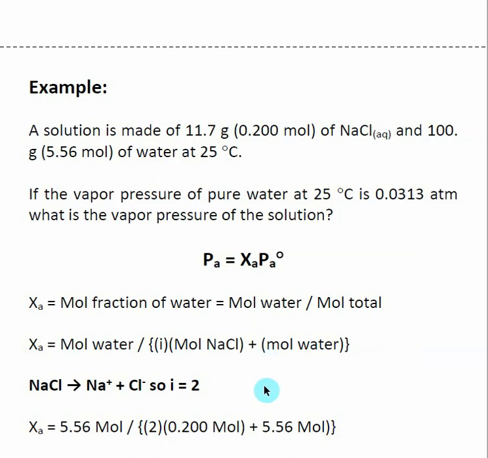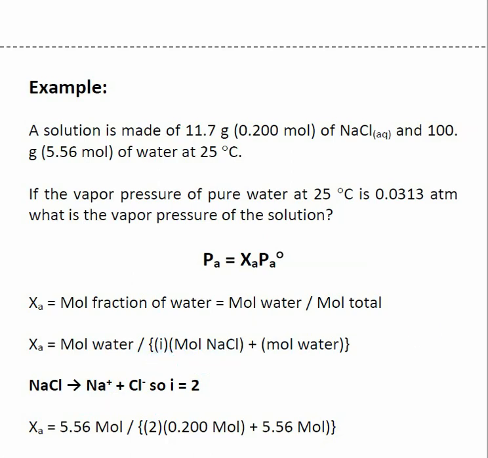But we need to consider the fact that NaCl dissociates to make more than one species. It goes to make Na+ and Cl-. So NaCl has an i factor of 2. So when you look at the mole fraction, that's moles of water divided by the summation of the moles of NaCl plus the moles of water, but we multiply the moles of NaCl times our i factor. We need to include that in there, that as NaCl dissociates, it's going to make 2 species. So the i factor shows up inside of the mole fraction, and it's going to have an overall effect on our calculations.